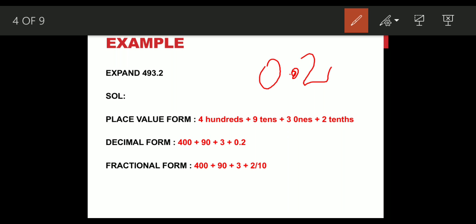Clear? Suppose I had another number like 1, then how would I write it? Plus 0.01, because 1 is in the second place after the decimal. So for the previous place I'll put 0 and then I'll put 1.